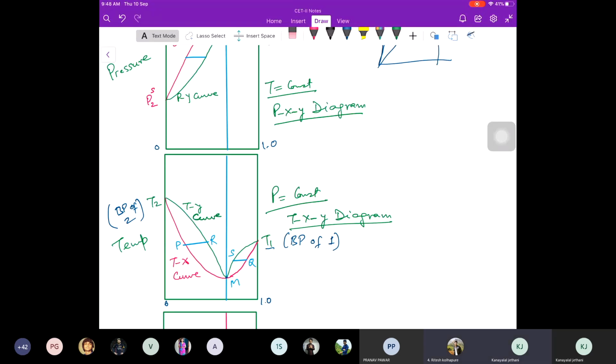Here, for 1 and 2, is there a more volatile and less volatile component? Arre, which world are you in, Ritesh? This is always x1, right? Yes sir. We always plot x1 on the x-axis. What is x1? Mole fraction of the more volatile component. It is always the more volatile component.